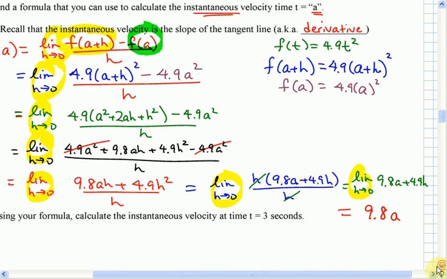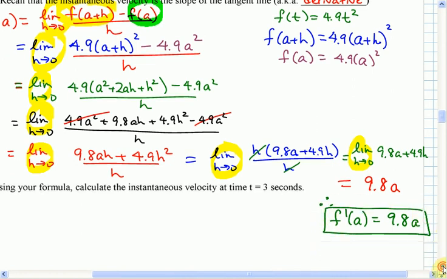So congratulations. What you just told me here, I'm going to rewrite this. Therefore, f prime of a, the slope of the tangent line at a, is given by this formula, 9.8 times a. Now, why is it more helpful to leave the value here as a?